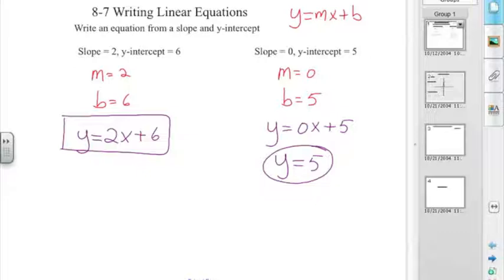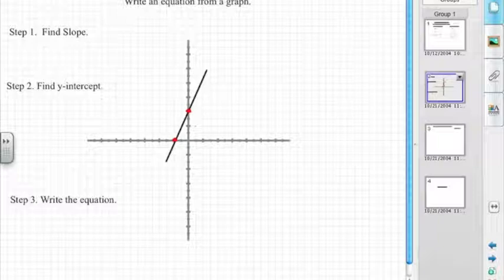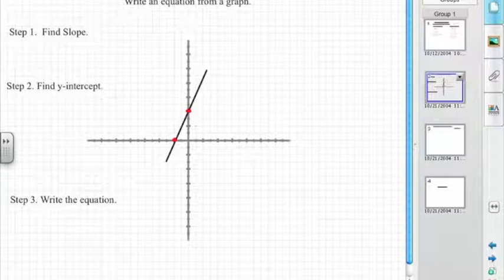Now, moving on, making things a little bit more advanced, we are going to write an equation from a graph. So here, we actually have a picture, a graph of a line. We have a three-step process here. We have to find the slope, we have to find the y-intercept, and then we have to write the equation. So the slope is going to be going from one point to the other, where the two red dots are. We're going to go up 1, 2, 3, 4 dots, and over 2. So the slope of this line is 4 over 2.